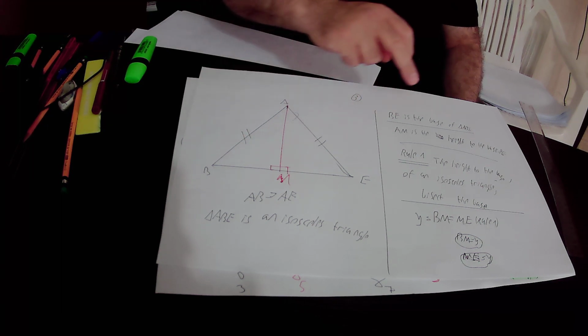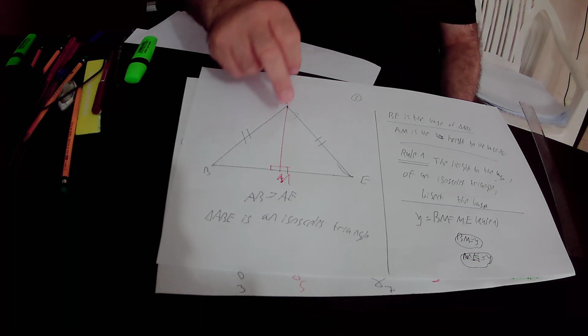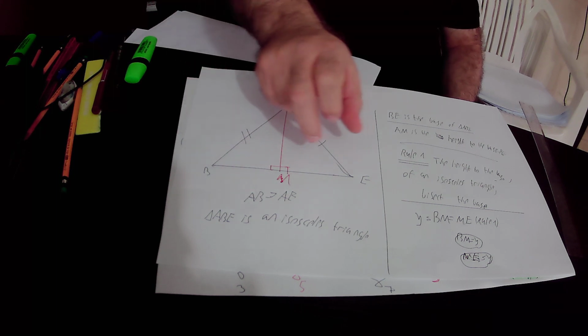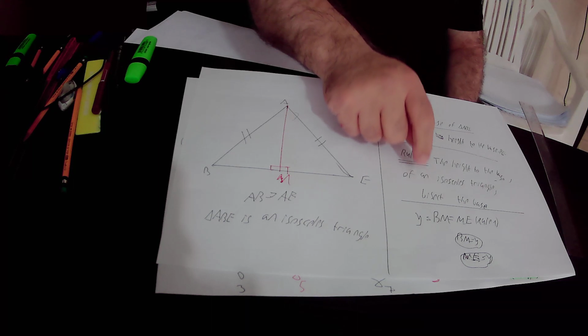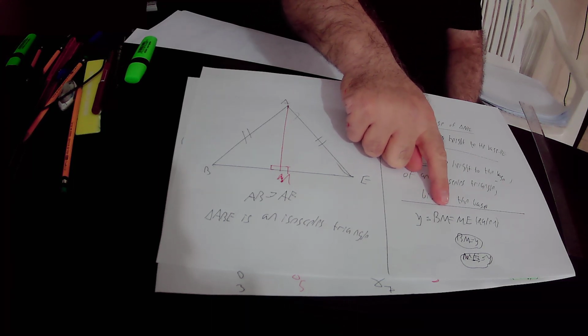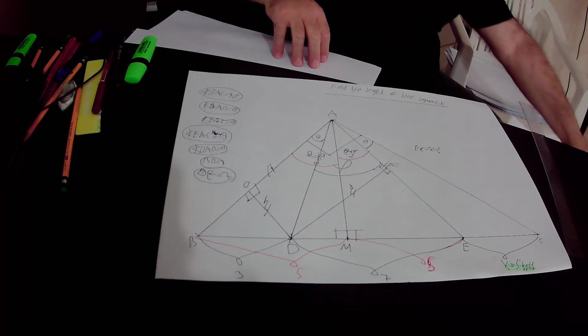Okay, and we have rule number 1: the height to the base in an isosceles triangle bisects the base. So the height AM to the base BE bisects the base BE, that is to say BM equals ME according to rule number 1. So if we define BM as Y, then from this equation, Y equals BM equals ME, we conclude that ME is also equal to Y.